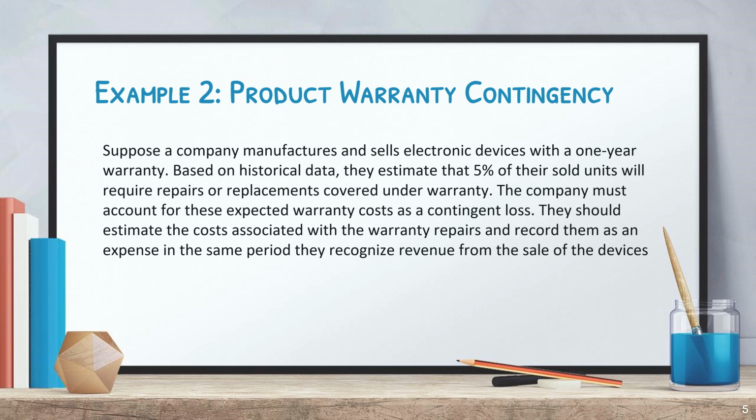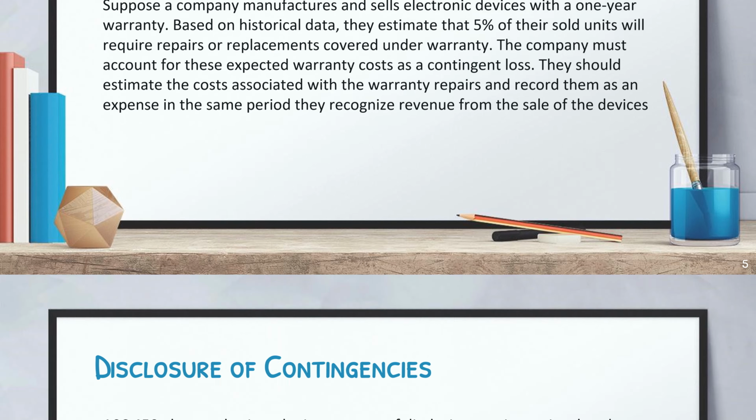Let's break down this guidance using another example. Suppose a company manufactures and sells electronic devices with a 1-year warranty. Based on historical data, they estimate that 5% of their sold units will require repairs or replacements covered under warranty. The company must account for these expected warranty costs as a contingent loss. They should estimate the costs associated with the warranty repairs and record them as an expense in the same period they recognize revenue from the sale of the devices.